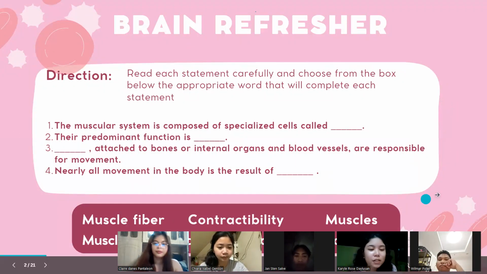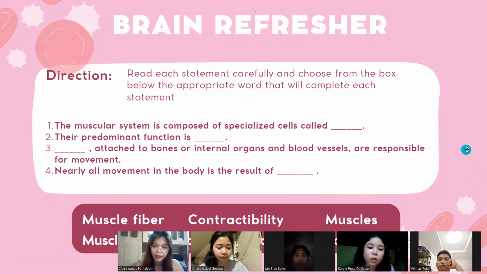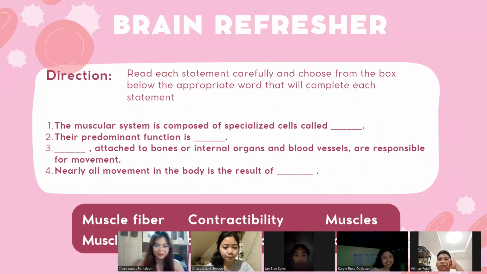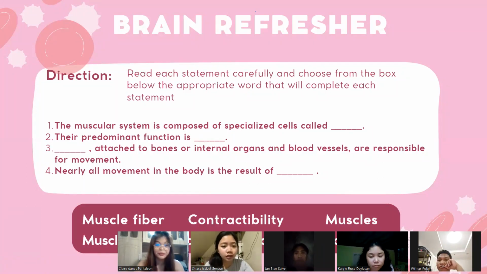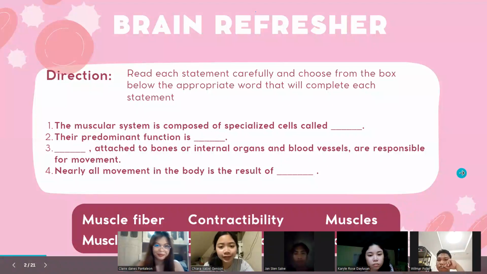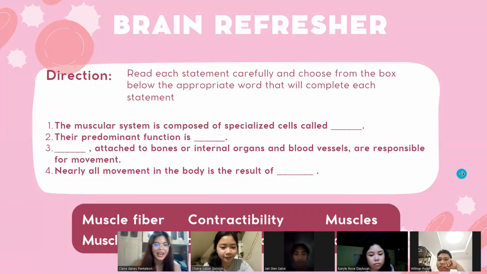Yes, miss. So the muscular system is composed of specialized cells called the muscular fiber. Okay, thank you. That is correct. Number two, Miss Chiara. Number two, their predominant function is blank. Their predominant function is contractibility. Okay, very good. What about number three?